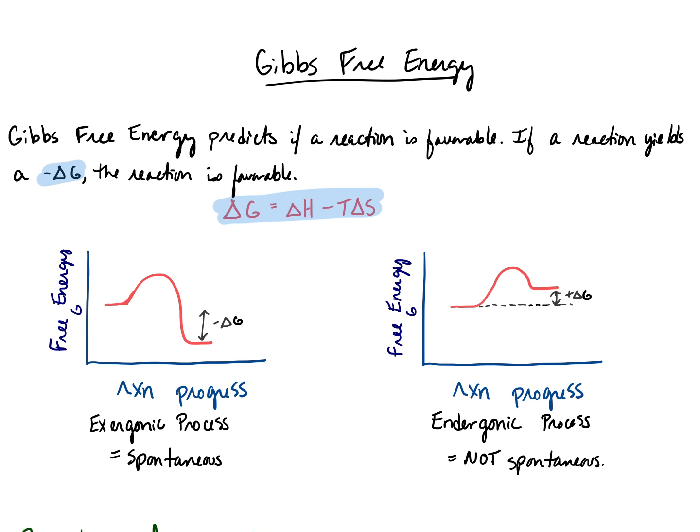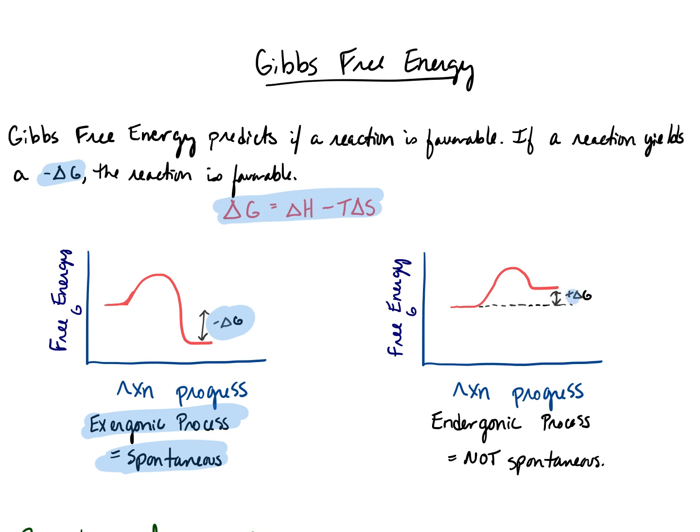So free energy is another thing that we can do that looks very much like the enthalpy reactions that we were looking at before. It's just that we're going to name things a little bit differently. So if we have a negative delta G here, we call that an exergonic process. In other words, the reaction will happen. It is a spontaneous reaction.